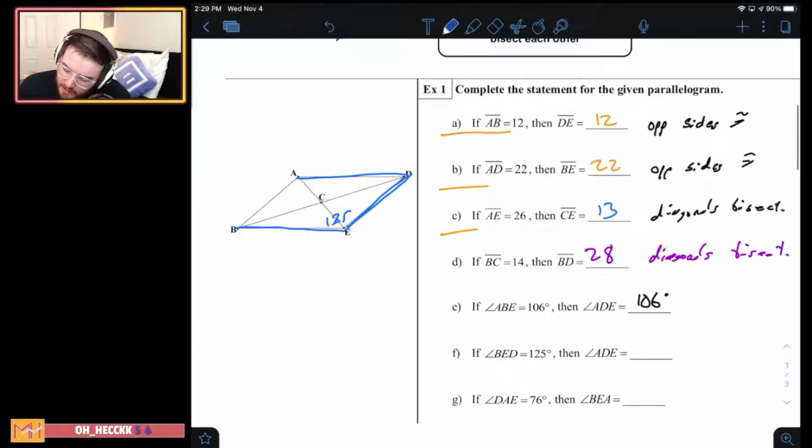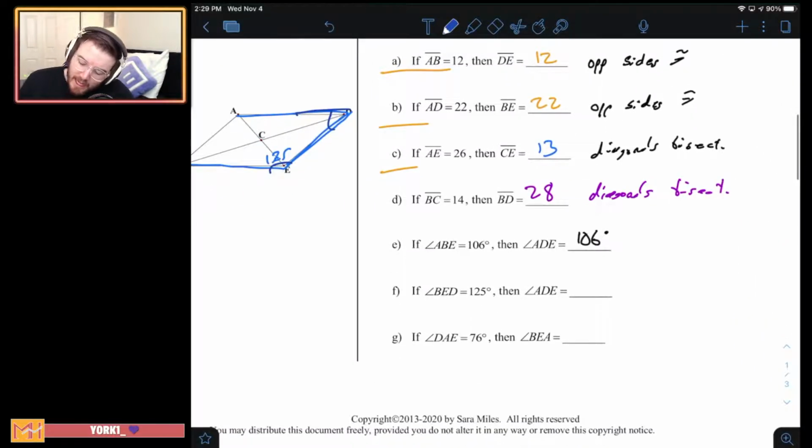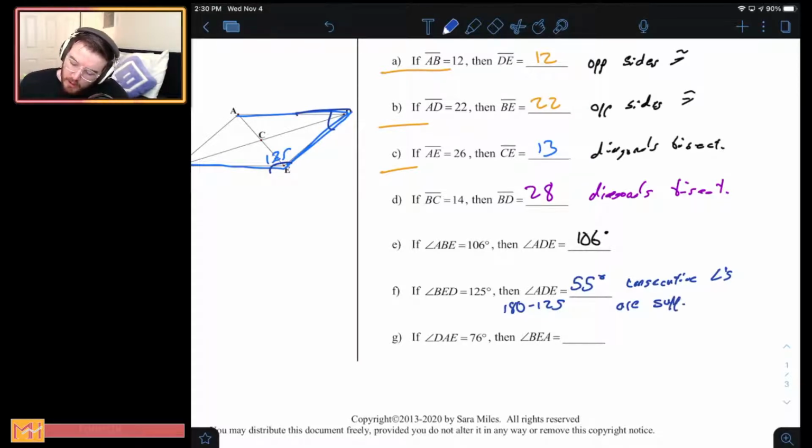So when you look at this, BED is immediately followed by ADE. They are consecutive, so they need to add up to 180. 180 minus 125 is 55 degrees. So we're using the fact that consecutive angles, and that's how I do angles, with the angle symbol and then an apostrophe S, that the consecutive angles are supplementary. And I forgot to say here that opposite angles are congruent.